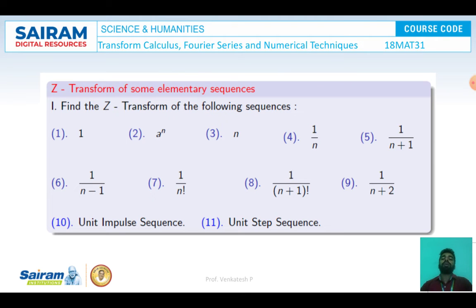Some standard Z transform formulas we will be discussing now. The first ones are: constant 1, a power n, 1 by n, 1 by n plus 1, 1 by n minus 1, 1 by n factorial, 1 by n plus 1 factorial, 1 by n plus 2, and also the unit impulse function and unit step function. For all of these, I am going to find the Z transforms.